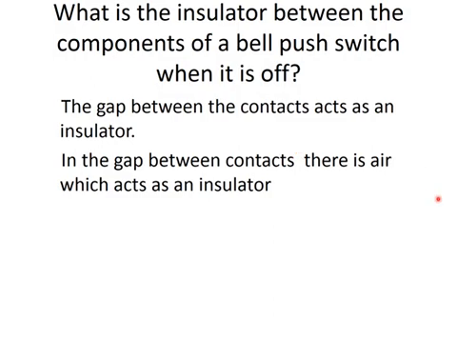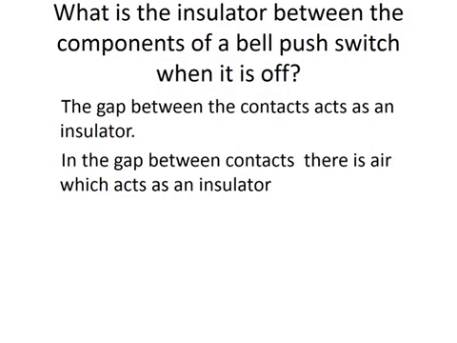So this gap is filled with air, and air is a good insulator, because if air was not a good insulator, then it could have been a great problem for humans, because then electricity could have traveled in the air also, which could have caused a lot of damage to humans. So between the two contacts there is air, and air is a good insulator, so current cannot pass through it.